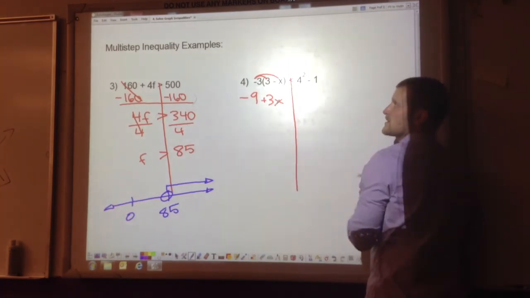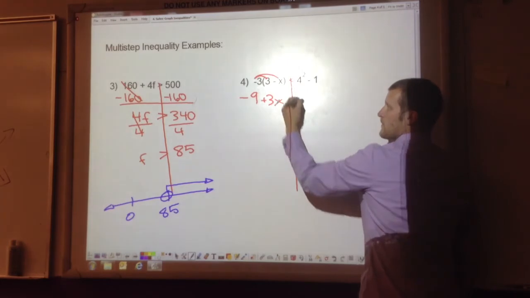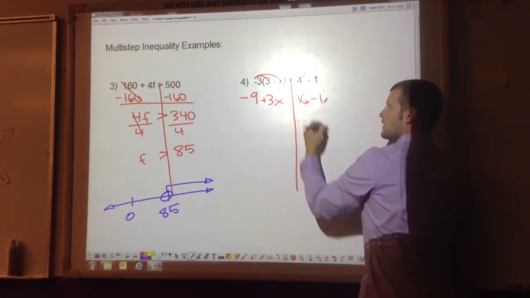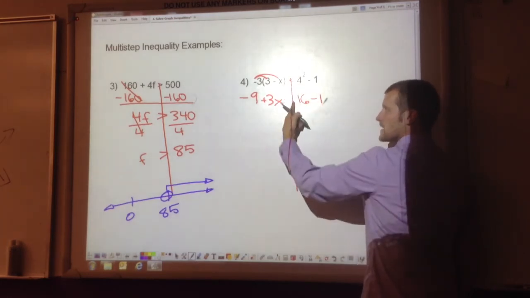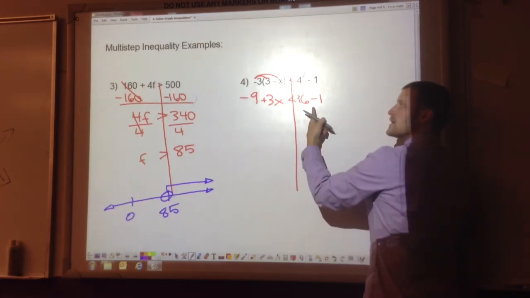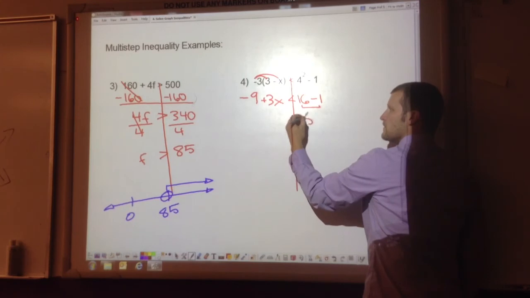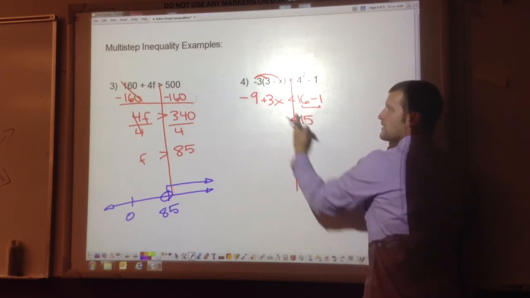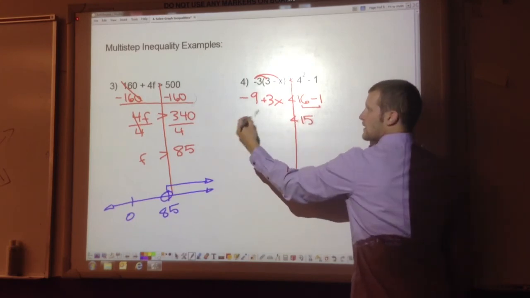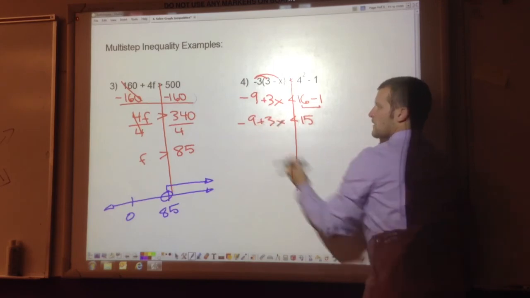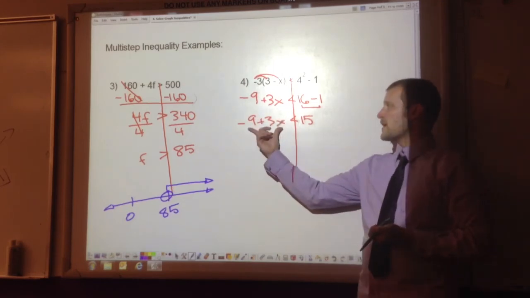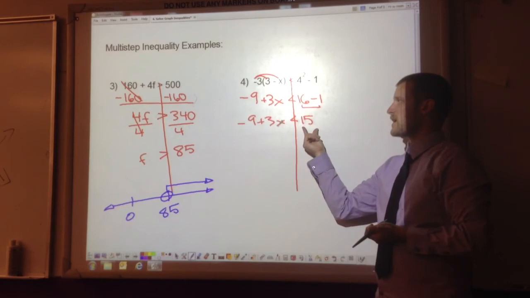On this side I can also simplify things. 4 squared makes 16 minus 1. I'll bring my sign straight down. But I'm not done simplifying here. I can combine these like terms. They make 15. Sign comes straight down the exact same way. Negative 9 plus 3x. Now I'm done simplifying on this side, and I'm done simplifying on this side.